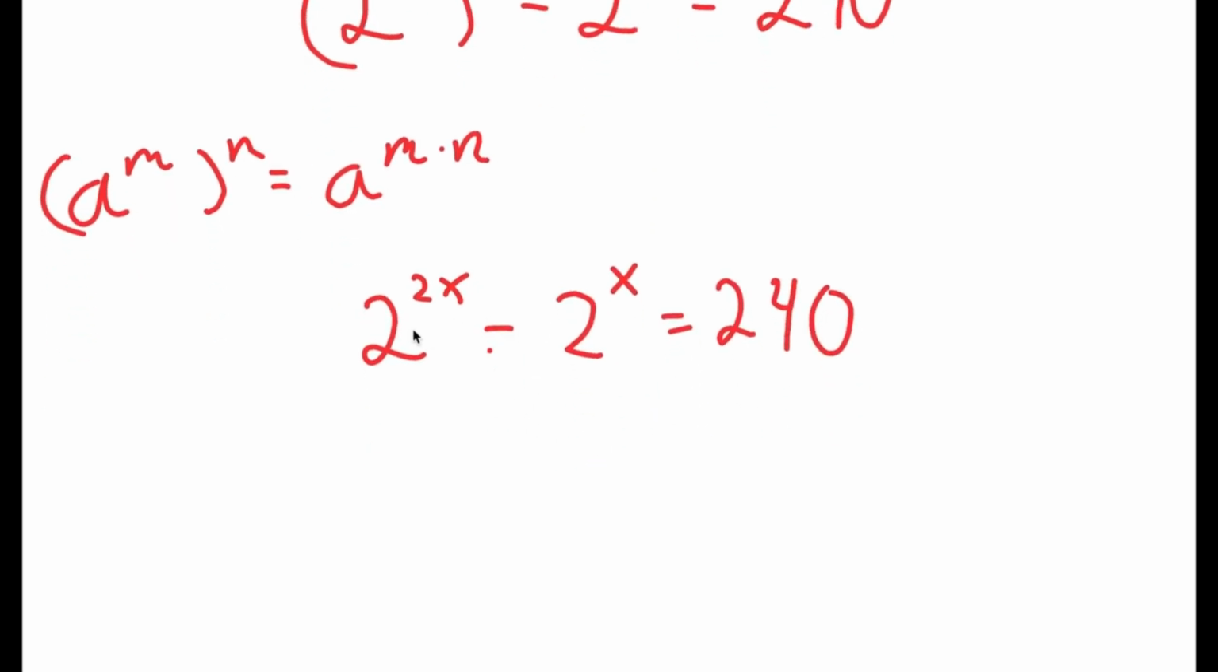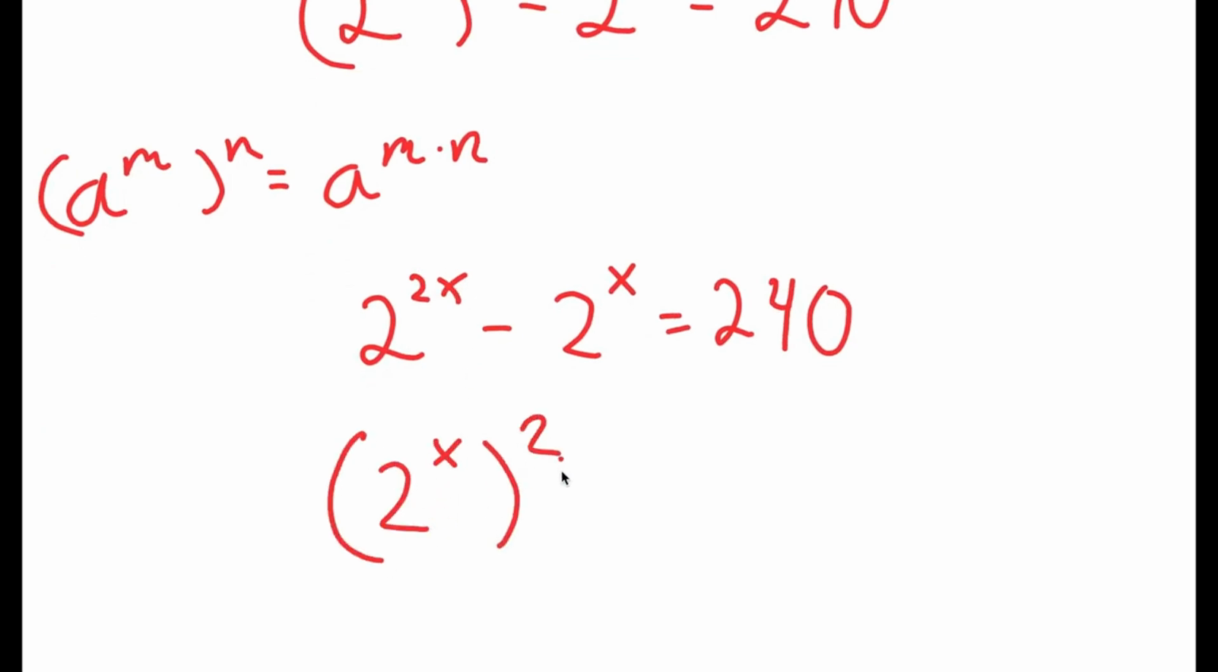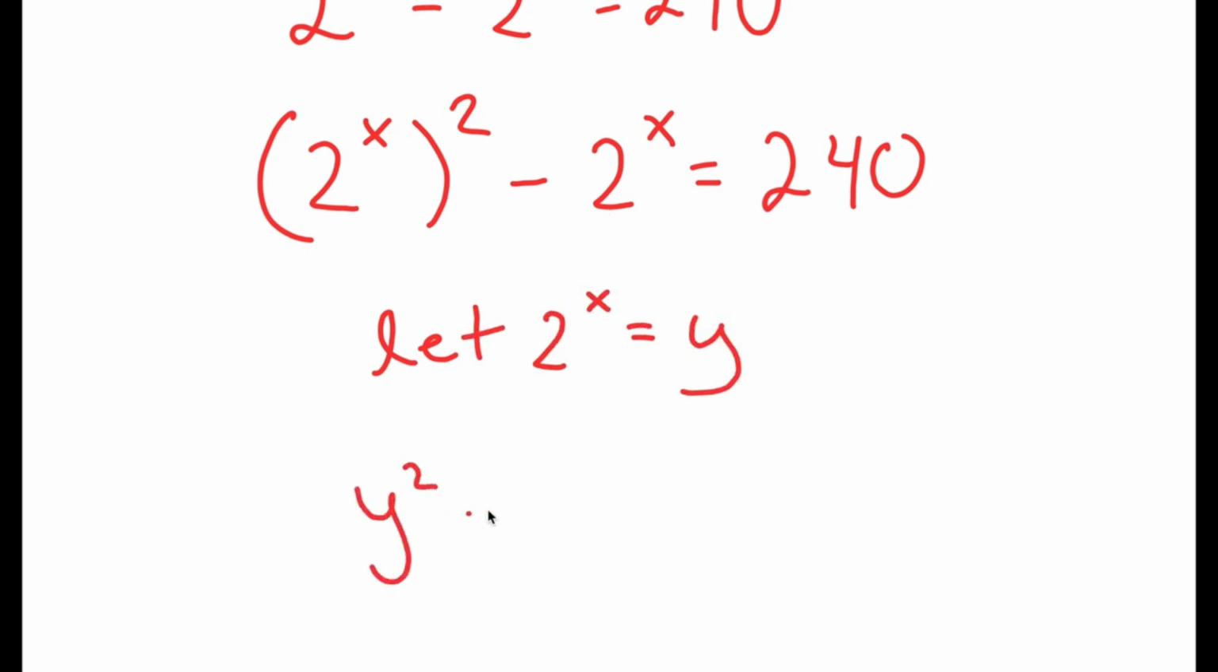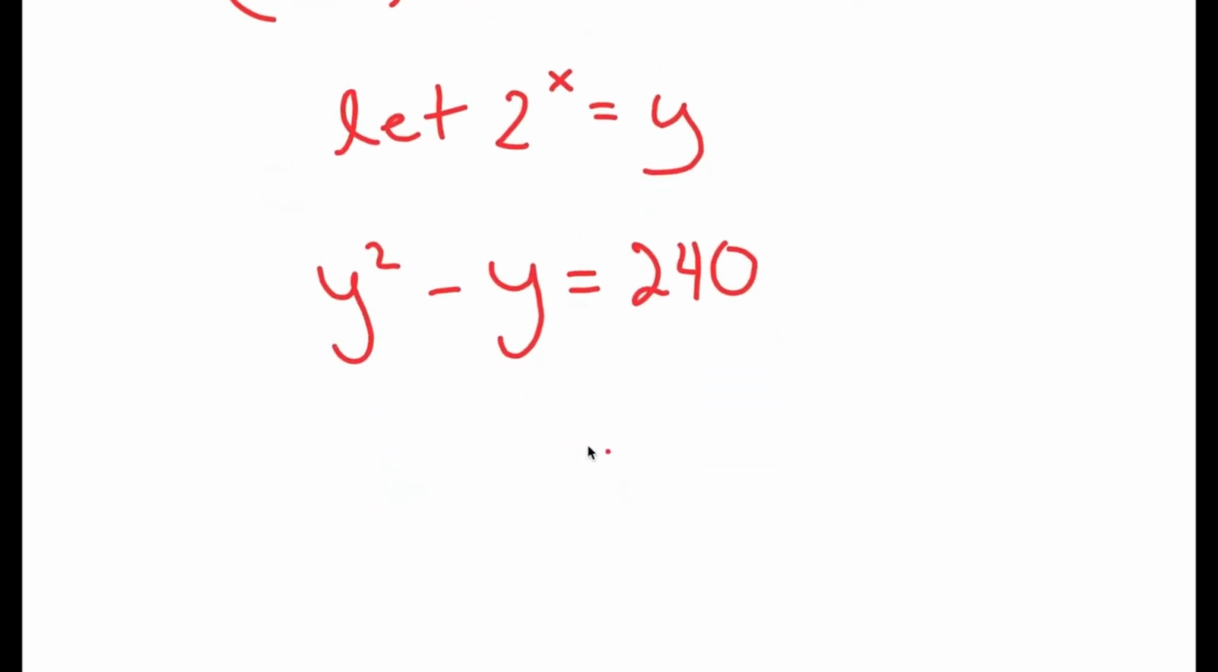And now I can rewrite 2 to the power of 2x as 2 to the power of x to the power of 2. So I get 2 to the power of x to the power of 2 minus 2 to the power of x is equal to 240. Now from here, I'm going to let 2 to the power of x equal to the variable y. So if I substitute in y for 2 to the power of x, I get y squared minus y is equal to 240.